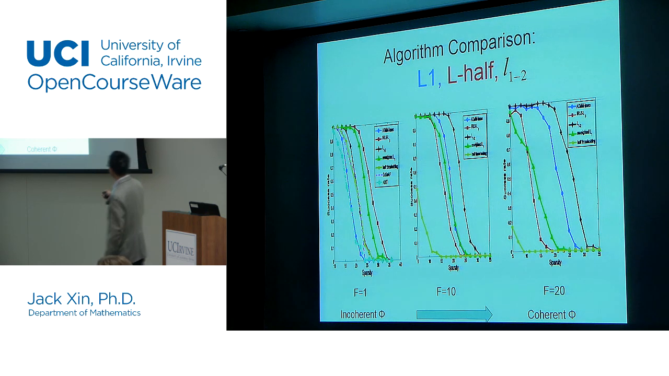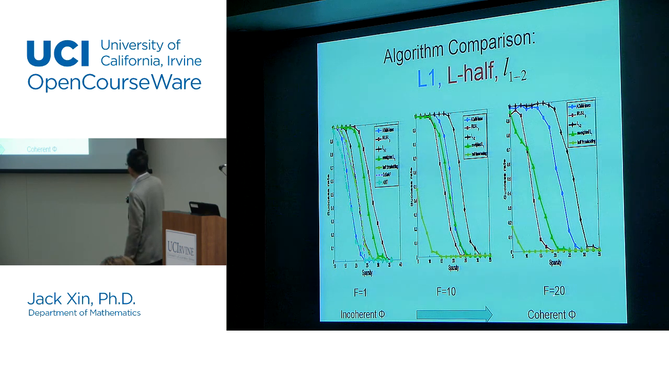Okay, so here's the comparison. The blue is L1, so it's here. And the red is L1 half. And indeed, L1 half does much better than L1 in the incoherent case, f equal to 1. And the black is L1 minus L2, our penalty. However, as you increase the coherence, you see something interesting happens, that the red starts to fall behind. The other two guys start to take the lead.